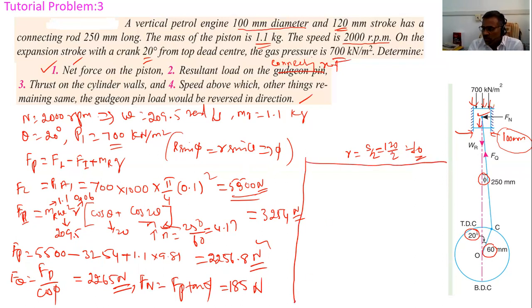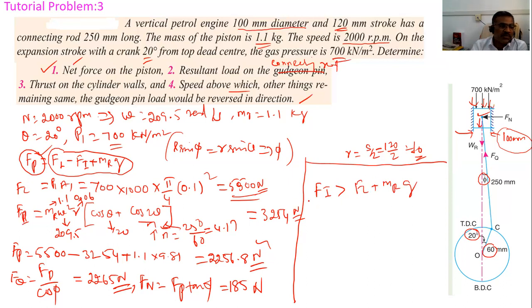After this, you have to calculate the last one, that is the speed above which, other things remaining the same, the gudgeon pin load would be reversed. What is gudgeon pin force? FB. FB is reversed, that means minus. When will it be minus? When Fi is greater than FL plus MRG. If this value is negative, FB will be negative. When will it be negative? When the Fi value is greater than FL plus MR into G.